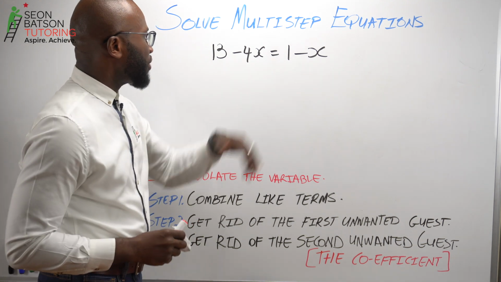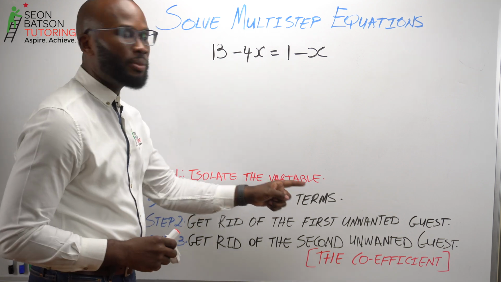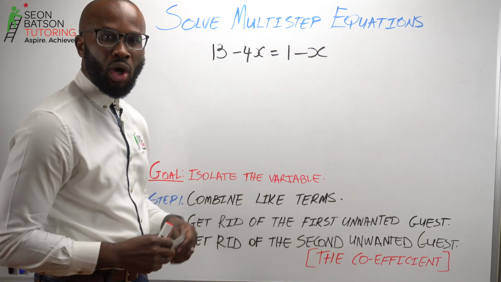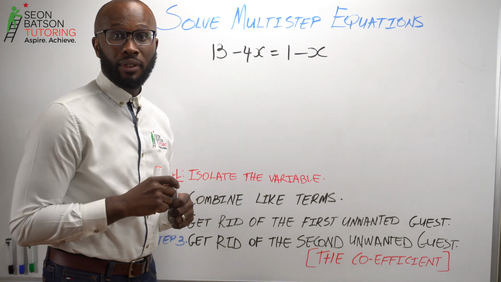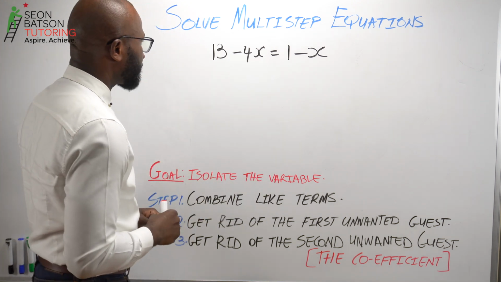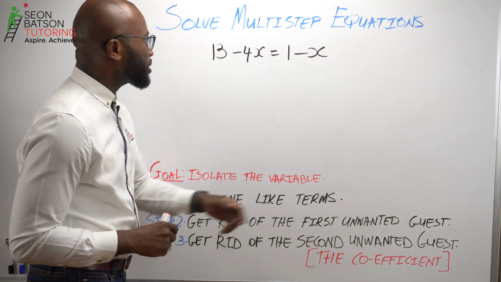Since we have to solve for x, our ultimate goal will be to isolate x, or get x on a side by itself and positive. So let's go to step 1. Step 1, we have to combine like terms.